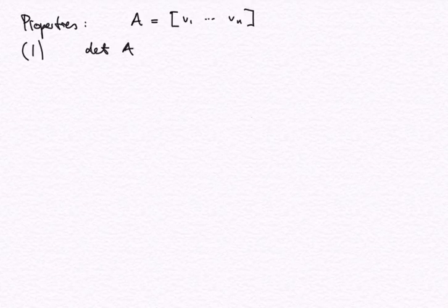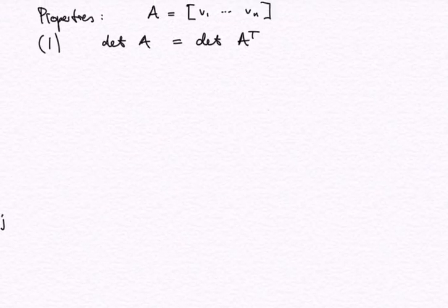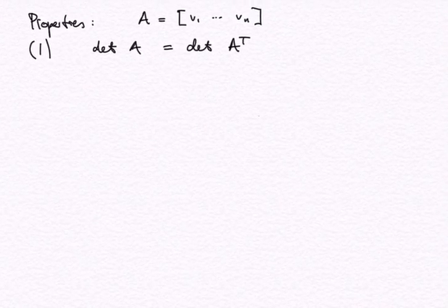And this means, and this is our first property, that the determinant of a matrix A, let A be the matrix, for example, that consists of the vectors in the columns, is equal to the determinant of the transpose matrix, where I have these vectors in the rows instead. If I don't say anything about vectors, I just write them down, I always understand them to be column vectors.